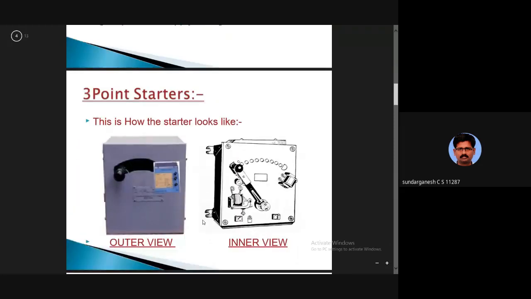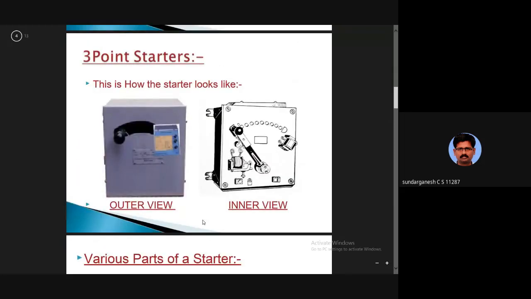What are the starters we have seen in the last class? 3-point starters, 4-point starters and 5-point starters. So this is the actual component of a starter. If we come to a DC machines lab, we see this starter. You have to move the handle so that the resistance will be cut off. This is the construction detail inside the DC starter.